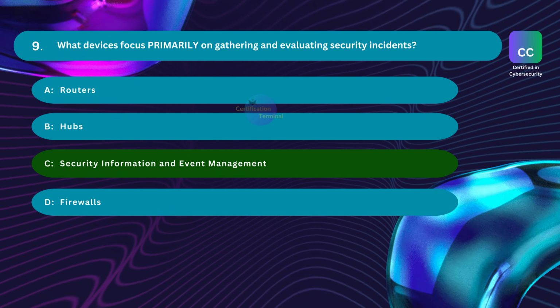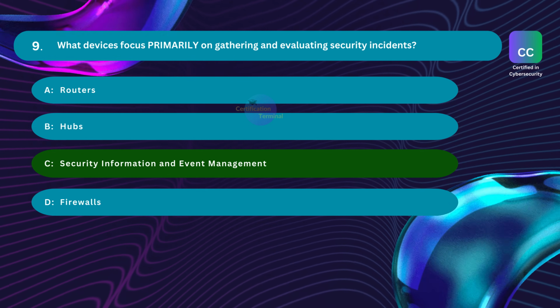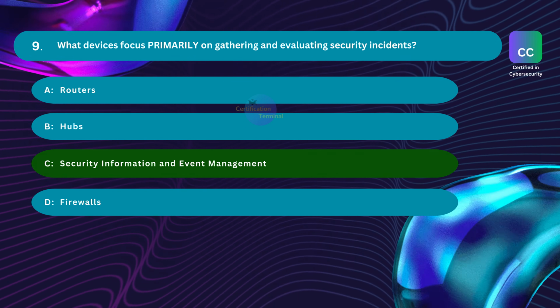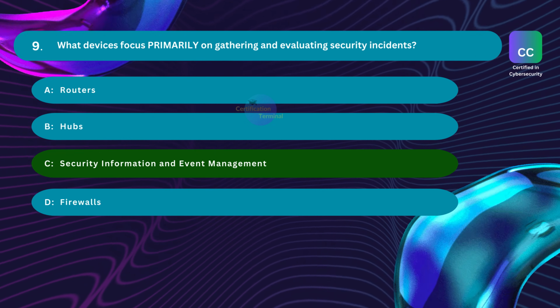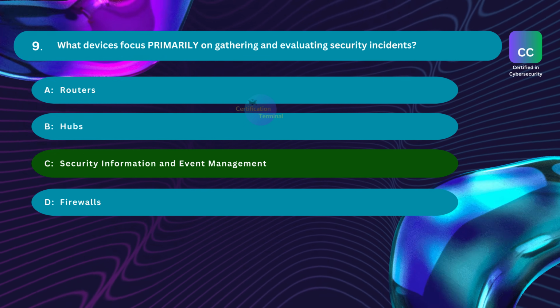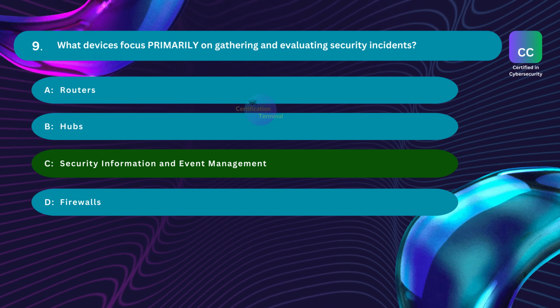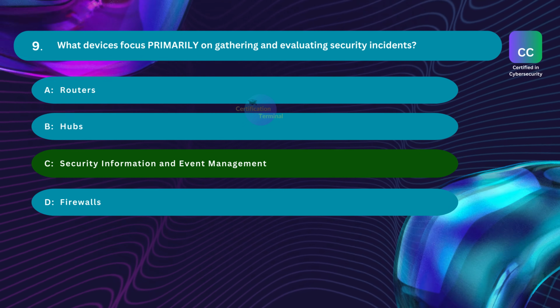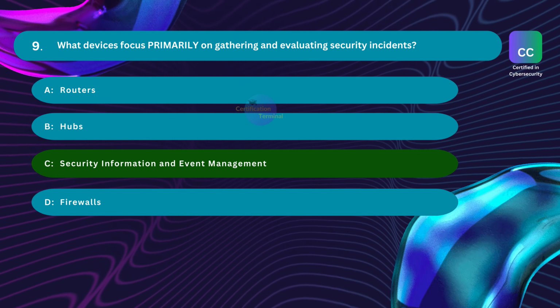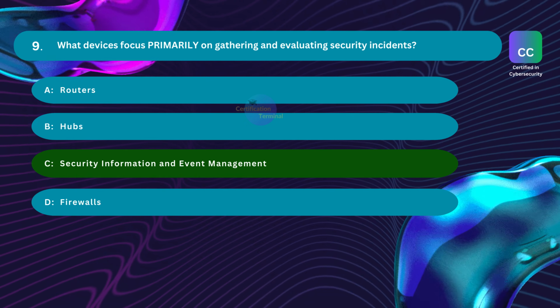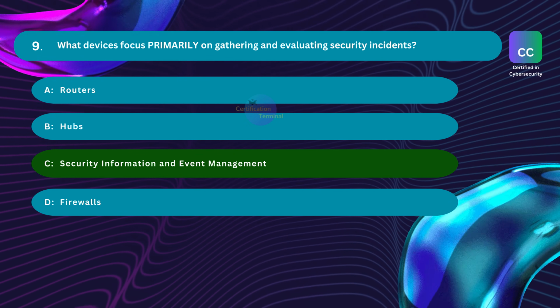A security information and event management system is an application designed to collect security data from various components within an information system and provide actionable insights through a single, unified interface. Routers and hubs are focused on receiving and transferring traffic, while firewalls filter incoming traffic. However, these options do not center around gathering and analyzing security events.